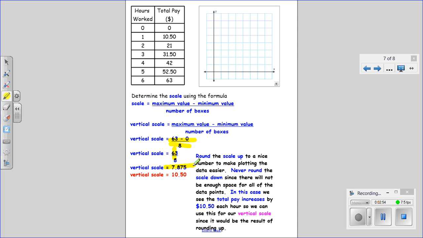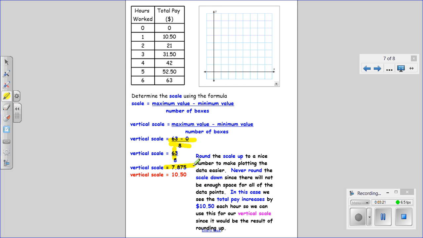7.875. Now, I rounded that up. You always want to round up because that ensures that you have a little bit of extra space at the top of the graph or the side of the graph. I also chose to make my vertical scale 10.5 because when I looked at my data in the table and I looked for a pattern, I saw that every additional hour worked increased by 10.50. So that's why I rounded up to 10.50.